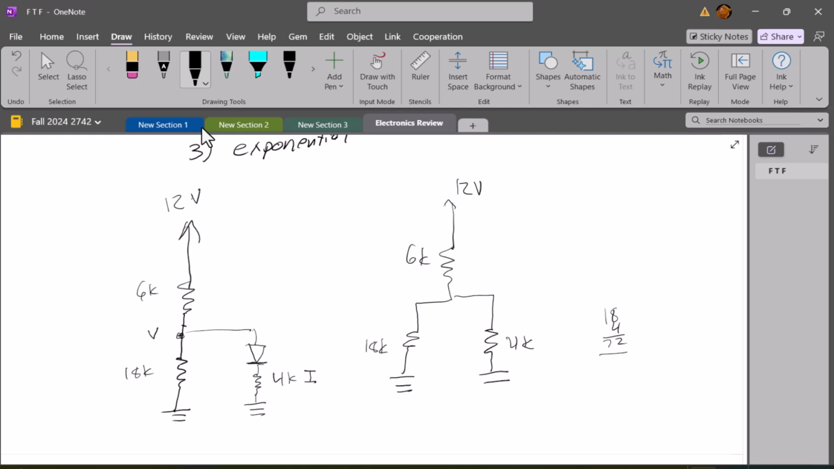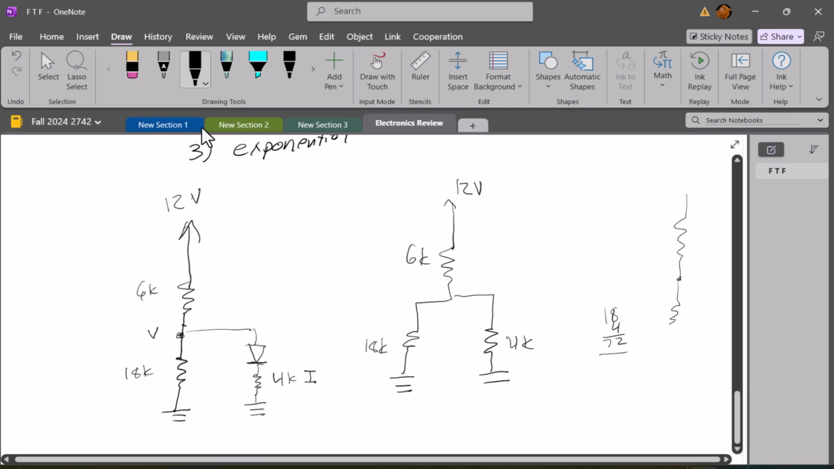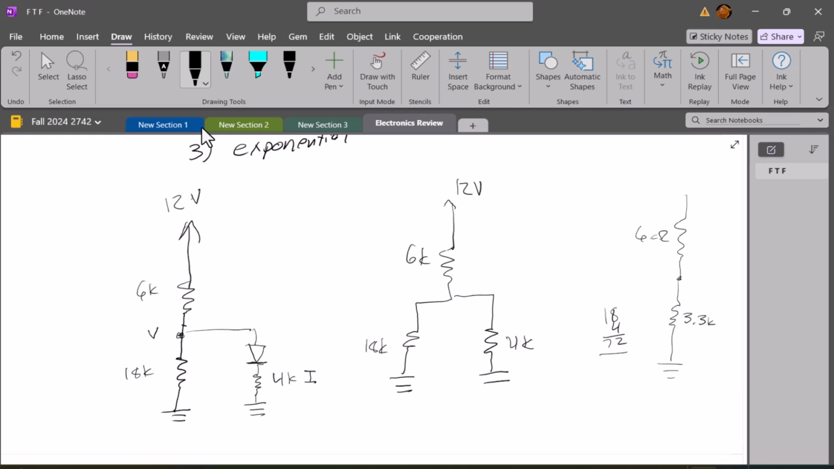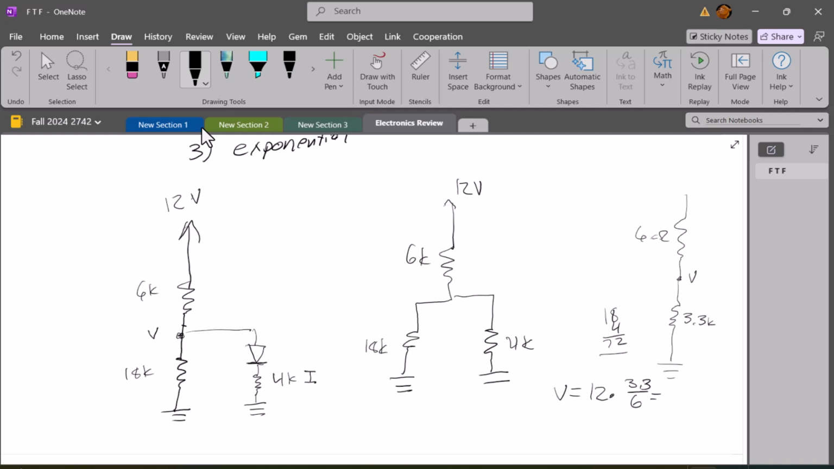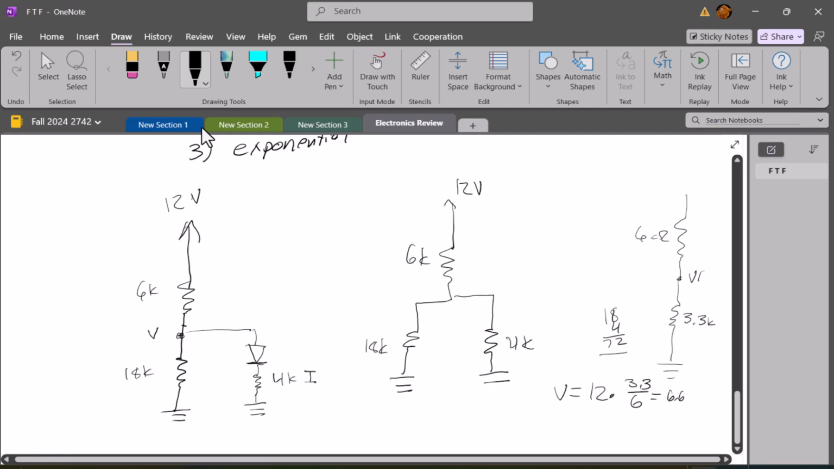which is 3.2727. And so this is equivalent to a circuit with a 3.3 kilo ohm resistor right there and a 6 kilo ohm resistor. And so I could do voltage division. If I wanted to find out what V was, V would equal 12 times 3.3 over 6, which is 6.6. So I get that I have 6.6 volts right here.